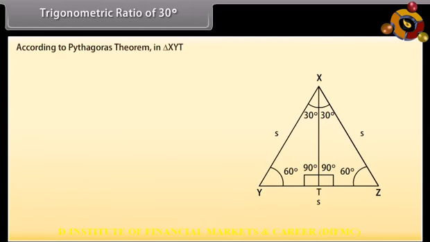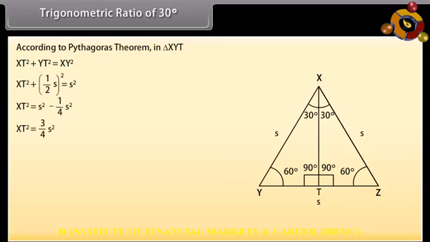According to Pythagoras' theorem, in triangle XYT, XT square plus YT square is equal to XY square. By substituting the values, we get XT square plus 1 upon 2s whole square equals s square. Now, by calculating it, we get XT square is equal to 3 upon 4 s square, so XT is equal to square root 3 upon 2s.